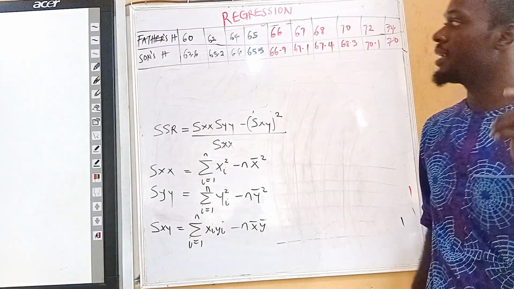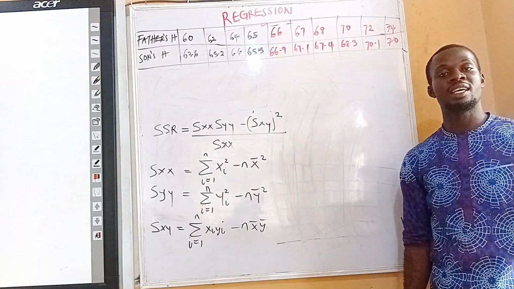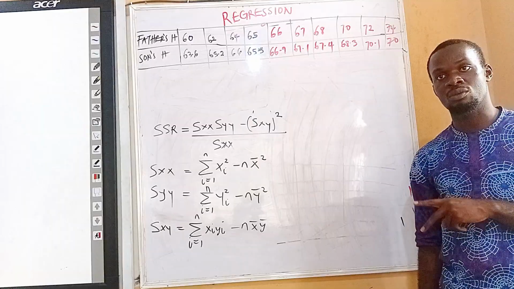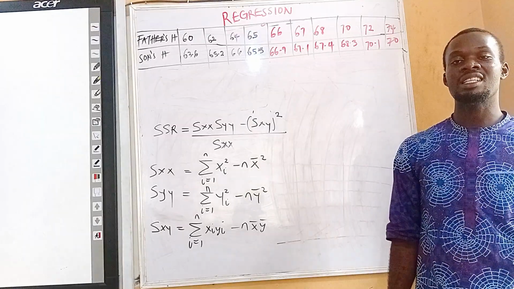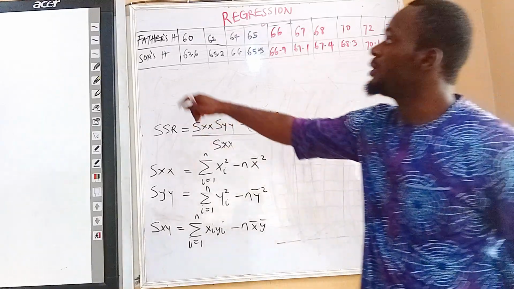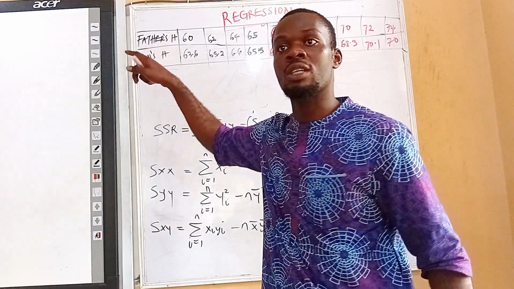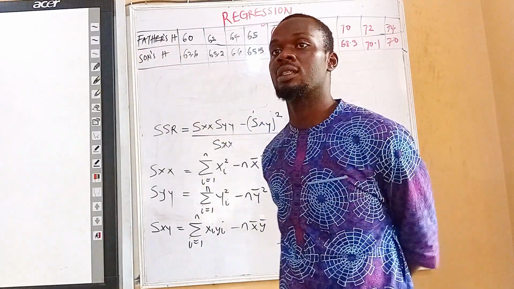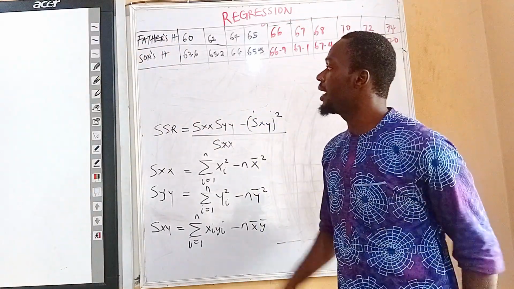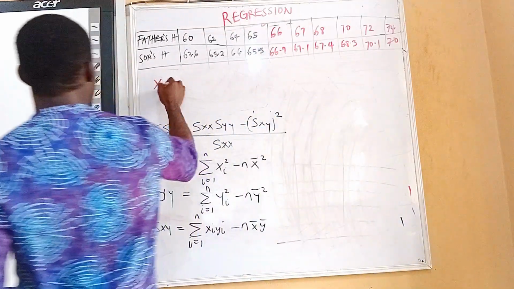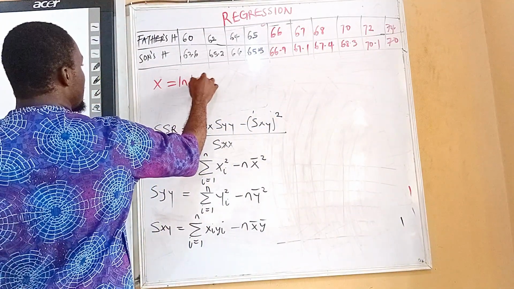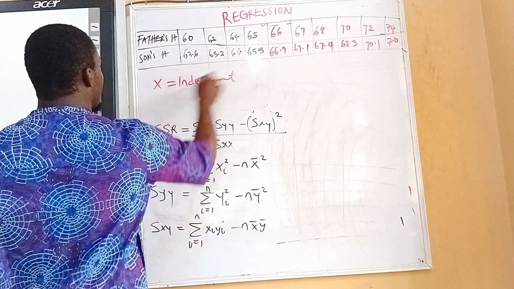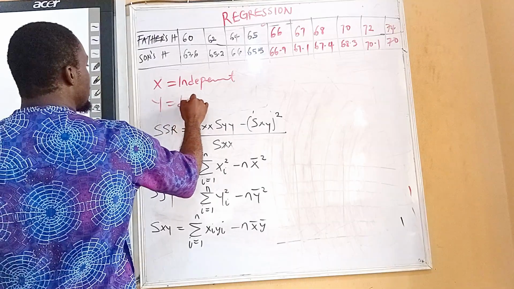So let's remember that the X is the independent variable and the Y is the dependent variable. Between the father and the son, which one is dependent? The son is dependent. The father, X, is independent, and Y is dependent.